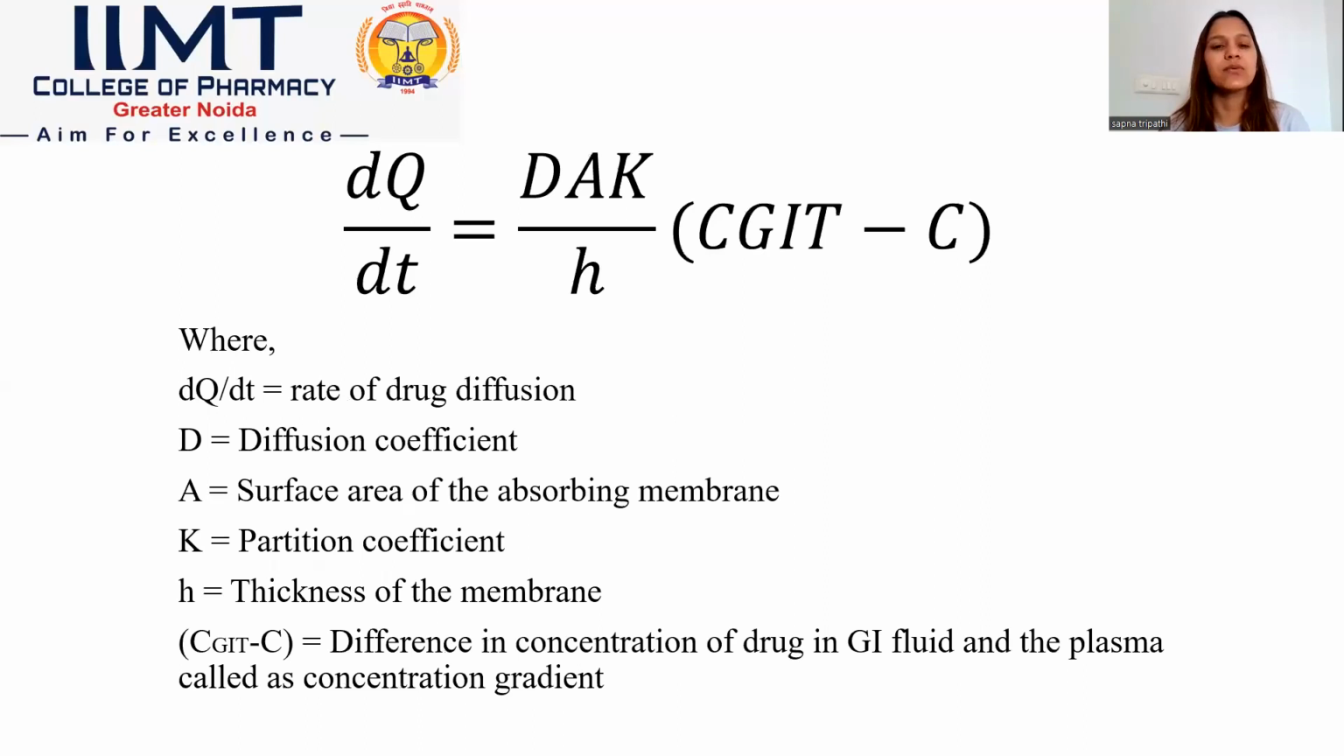This is Fick's equation. dQ/dt = DAK/h × (C_GIT − C), where dQ/dt is the rate of drug diffusion, D is the diffusion coefficient, A is the surface area of the absorbing membrane, K is the partition coefficient, h is the thickness of the membrane, and C_GIT − C is the concentration gradient, or you can say the difference in concentration of drug in GI fluid and the plasma.